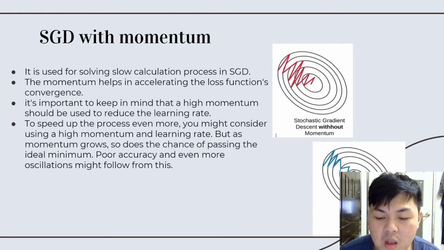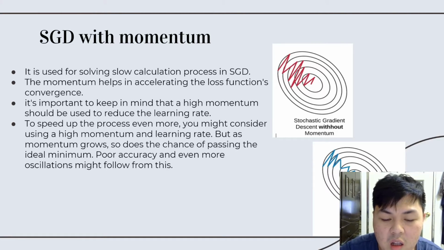SGD with momentum denoises the gradients and converges faster as compared to SGD. And to speed up the process even more, you might consider using high momentum and learning rate. But also keep in mind that as momentum grows, there's a chance also of passing the ideal minimum, and poor accuracy and even more oscillations might follow from this.